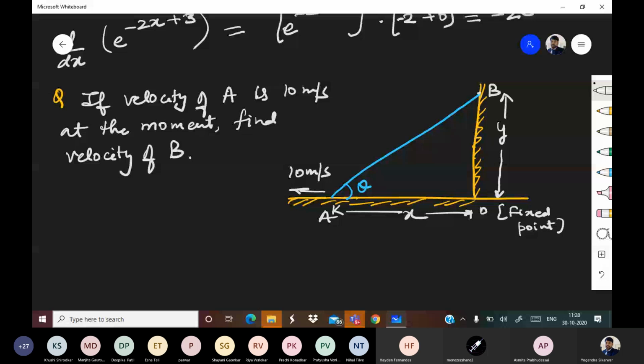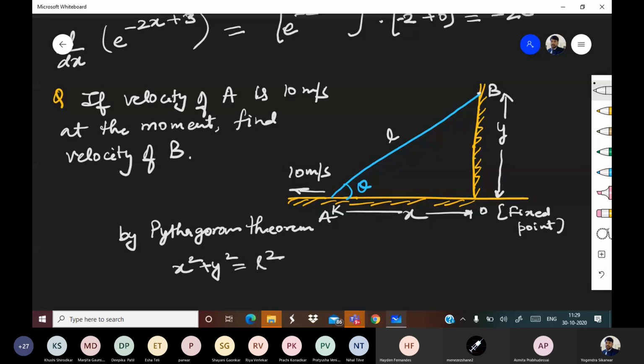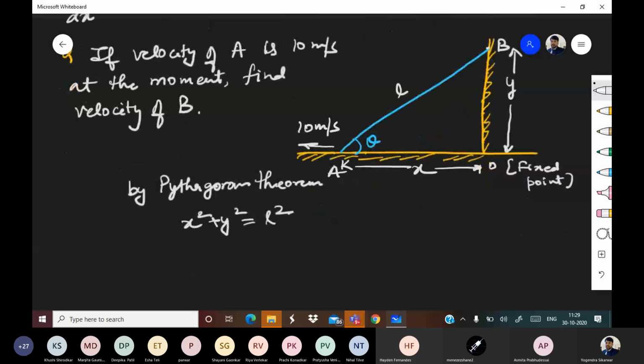So now there are two ways of solving this question. Either you can write x square plus y square is equal to L square, or you can write x upon y is equal to tan theta. So by Pythagoras theorem, x square plus y square is equal to L square, right? And that will be true at all moments.